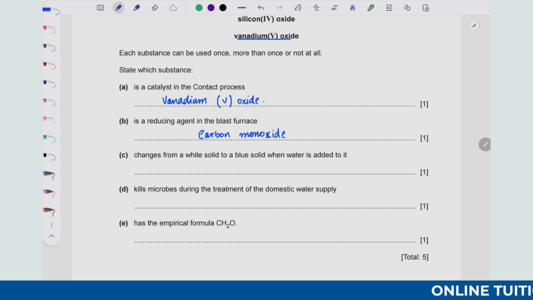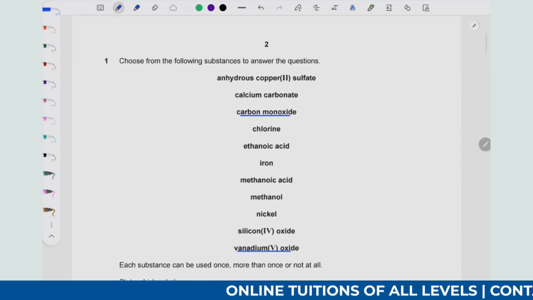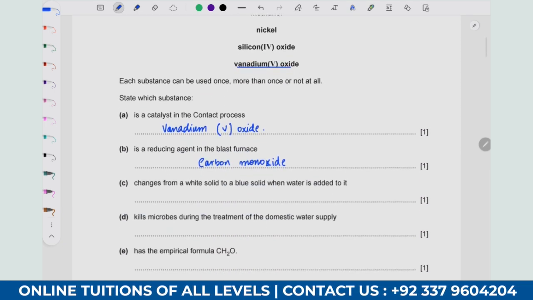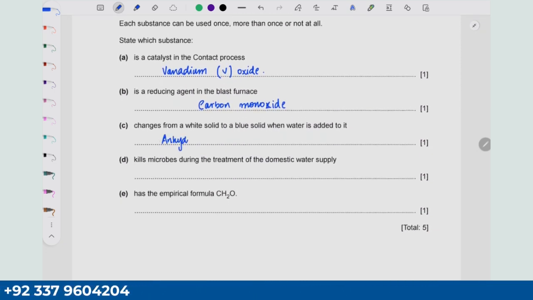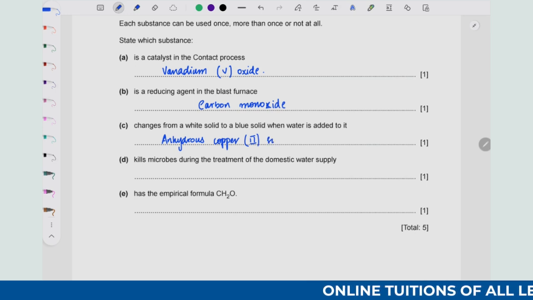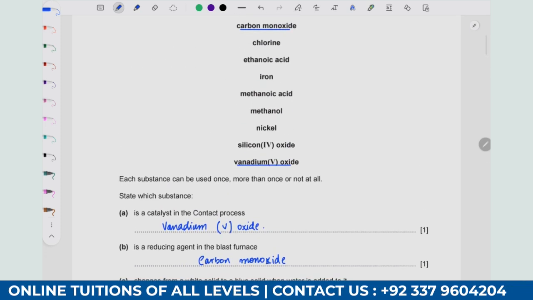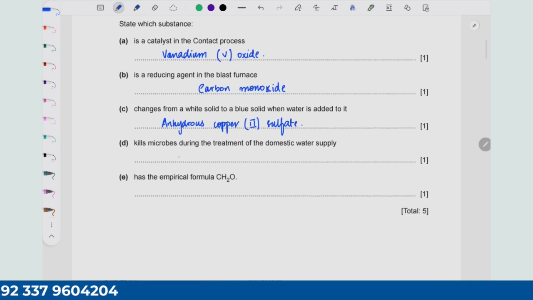Changes from a white solid to a blue solid when water is added to it. So we know it is anhydrous copper 2 sulfate, whose property is basically to check the presence of water in any unknown liquid. Kills microbes during the treatment of the domestic water supply. So we all know that chlorine is basically used for the treatment of water supply.